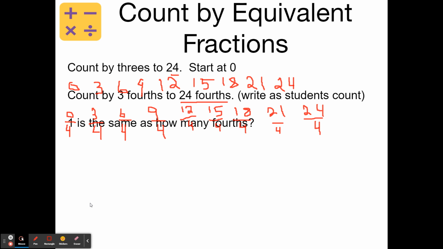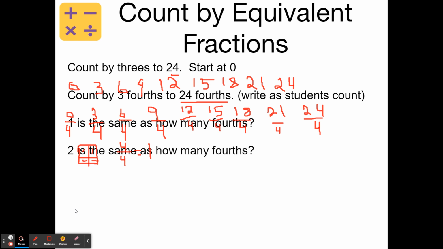Now 1 is the same as how many fourths? How many fourths are in one whole? Write it down in your notebook, pause the video, press play when you're ready to check your answer. When we think of a whole in fourths, we should think of a whole with 4 parts. And one whole would be the same as shading in all 4 of those parts, which means that our numerator should have a 4. So one whole would equal 4 fourths.